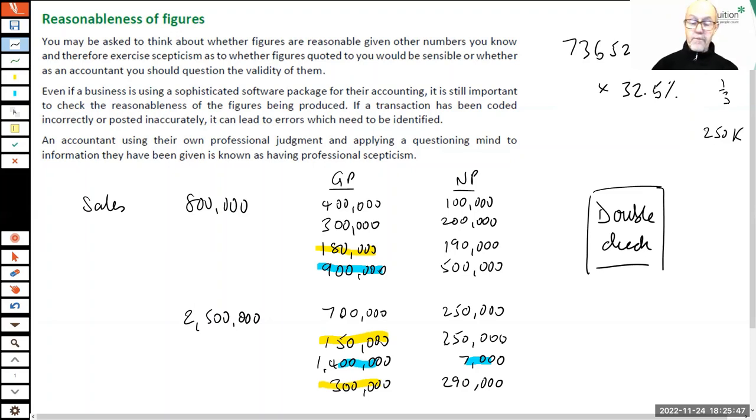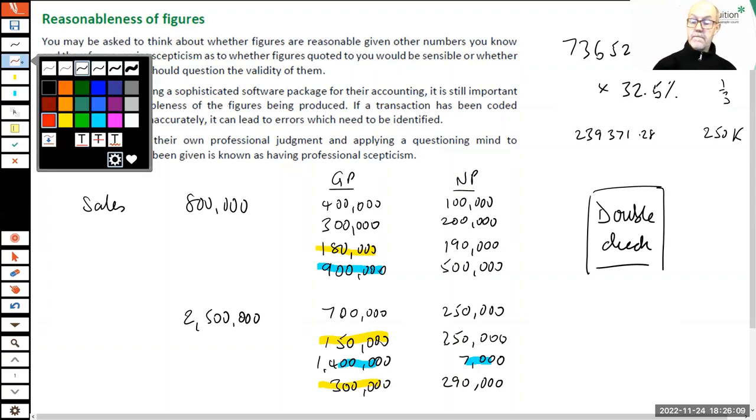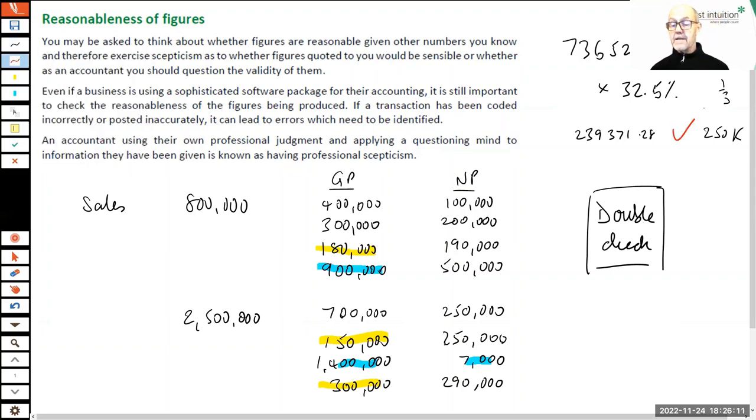And of course, the proper answer is 239,371. So we say 239,371 against our guess of 250. Is that reasonable? Yes, I'm happy with that. More than happy with that, because it's about what we would expect.